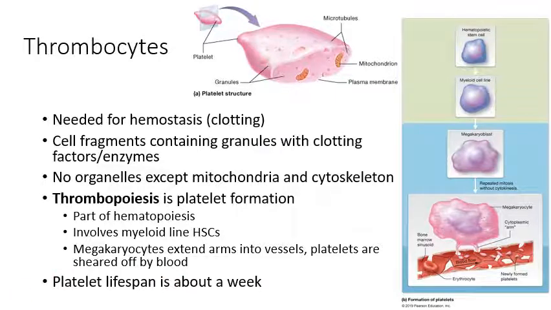The platelets are going to just be circulating in the blood. They're not active unless you have damage to your blood vessels, and at that point they're going to be activated. They're going to release their granules, and then the clotting process is going to get started. On average, these platelets are going to live for about a week, so you're constantly making them.